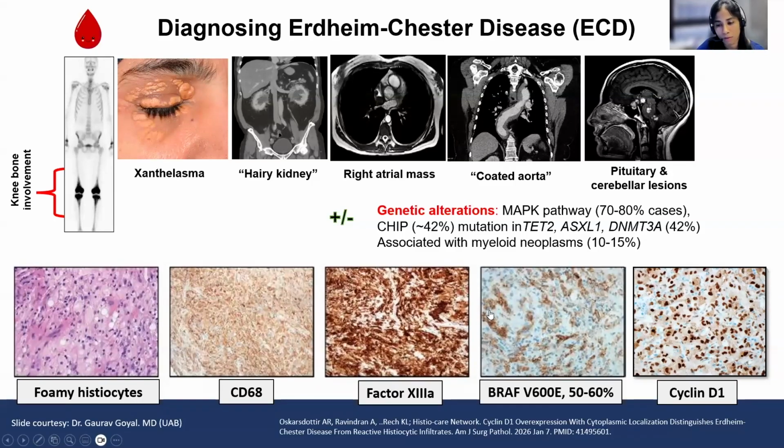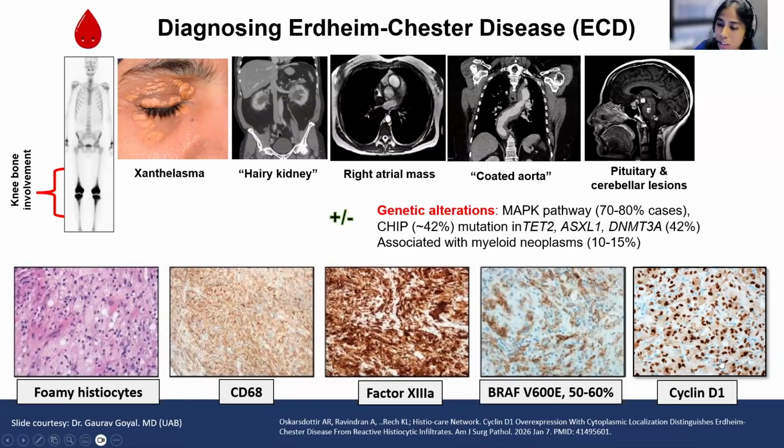But we know that BRAF mutation is present in 50 to 60% of cases of Erdheim-Chester disease. Therefore, you can routinely employ BRAF immunohistochemistry to ensure we're not dealing with neoplastic histiocytic proliferations. But in cases that are BRAF negative, again we are back to the question: how do we differentiate from reactive histiocytic proliferations?